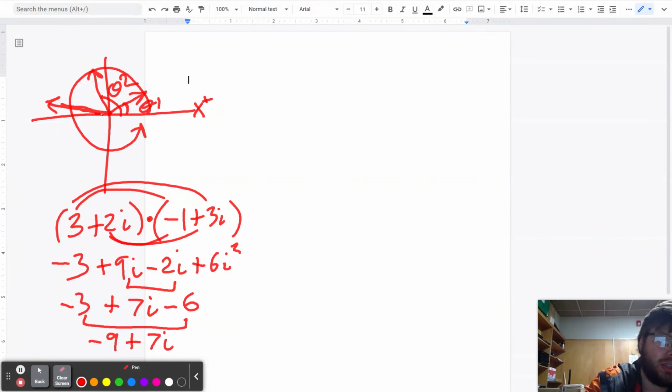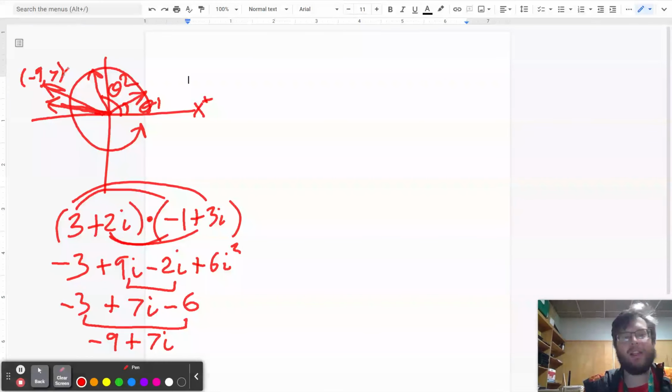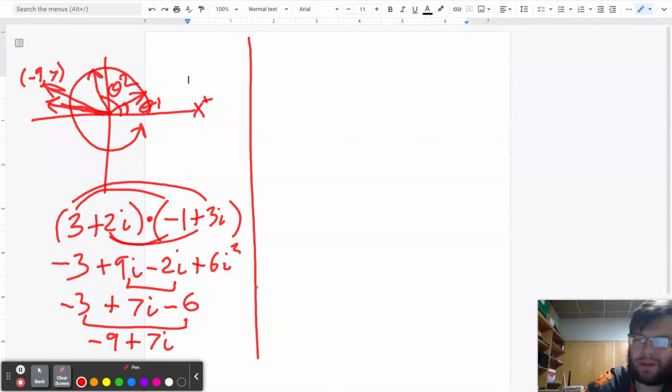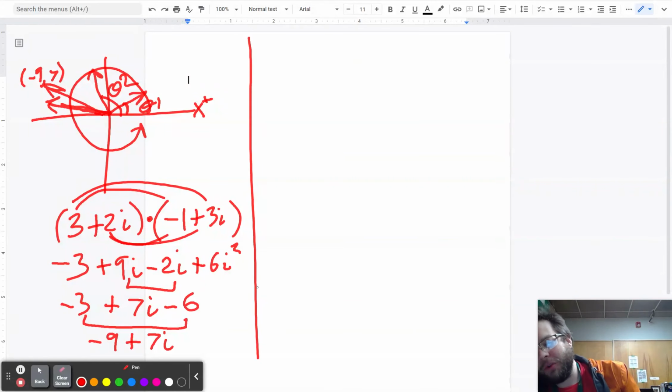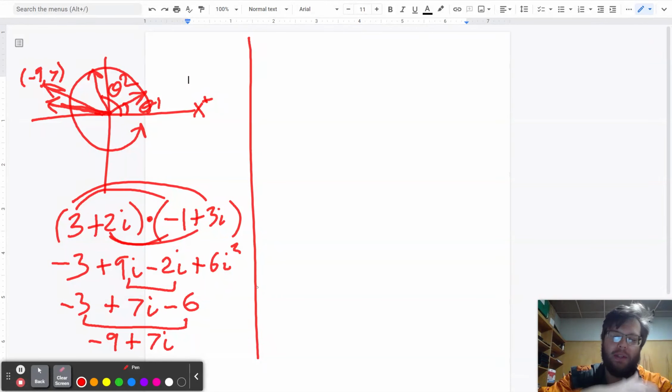So my angle was a little too sharp. Maybe it's a little bit more like this. I'm supposed to be over here at -9, 7. So you can see this idea that multiplying tends to rotate. So a natural question is, what about dividing? When you multiply, it takes your angles and adds them together. So let's see if we can come up with an example of dividing.